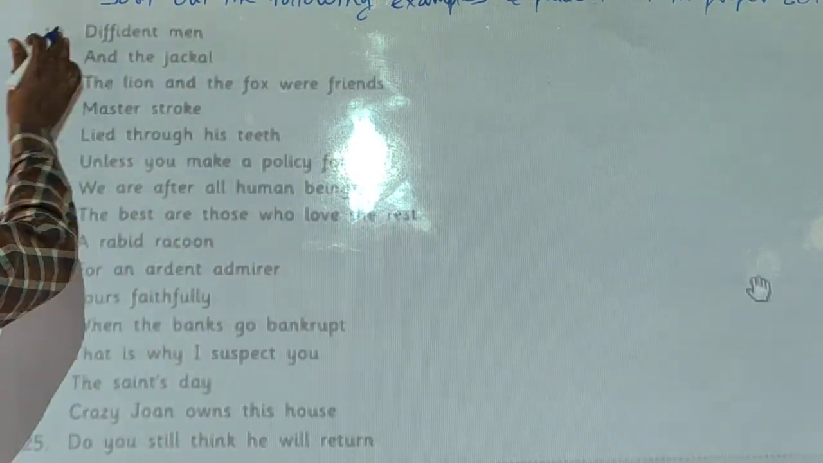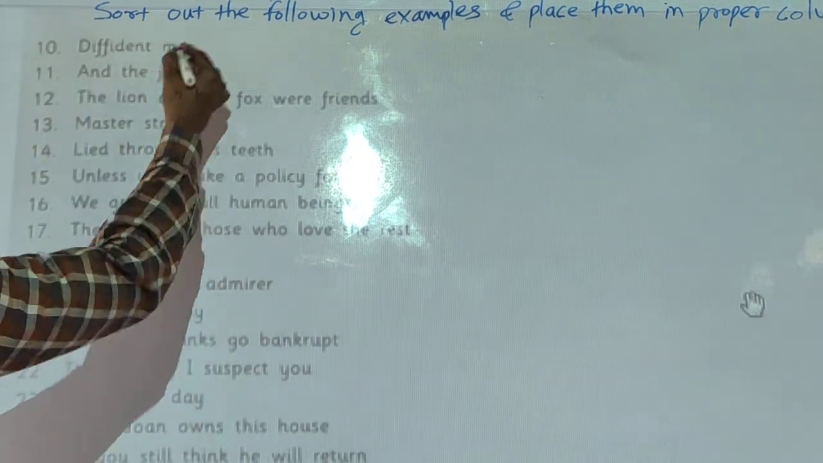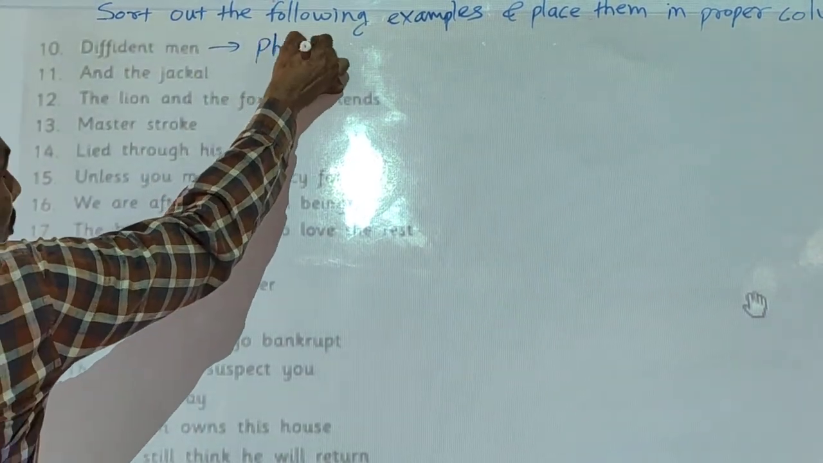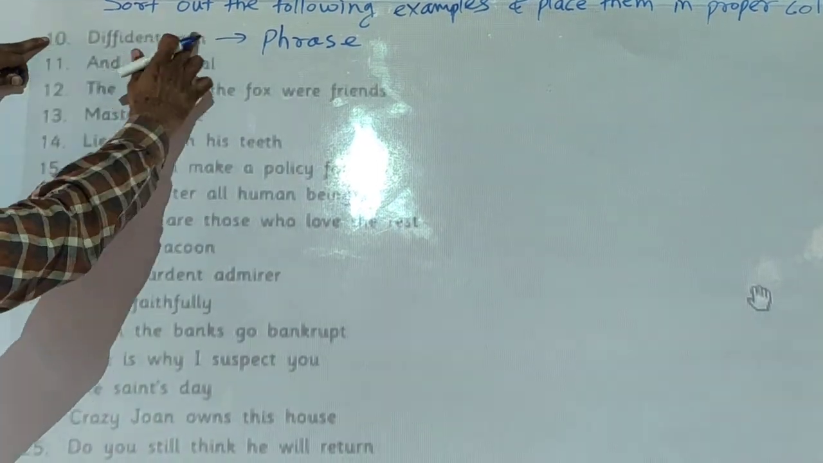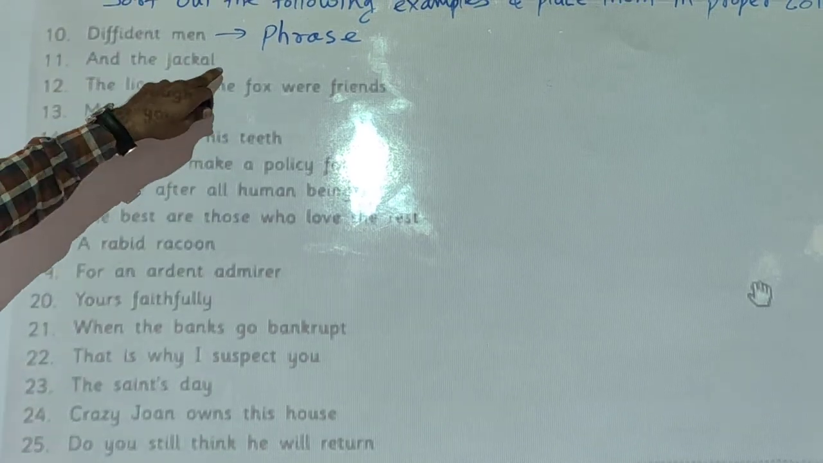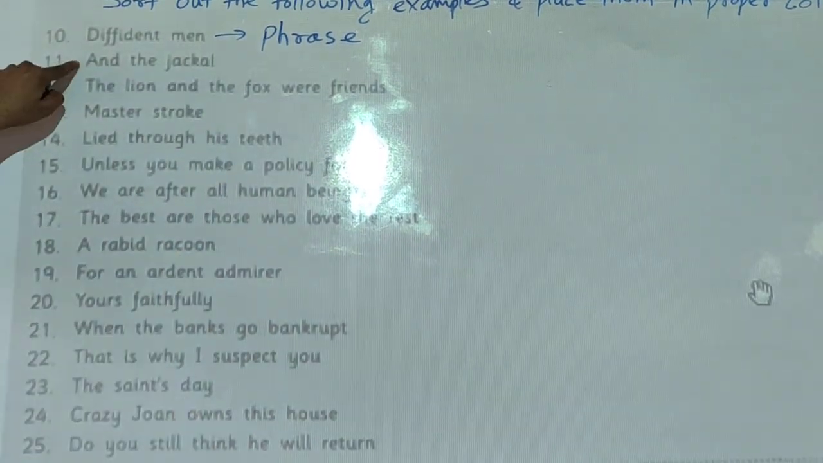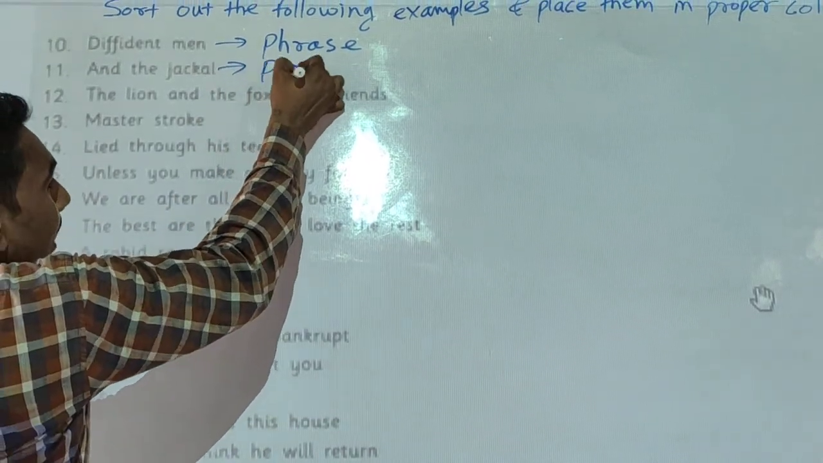Look here. First example is "defeated man", and it is one phrase. You can write this example into the phrase column. Then next, "and the jackal". You can write this also into phrase, because it is also one phrase.